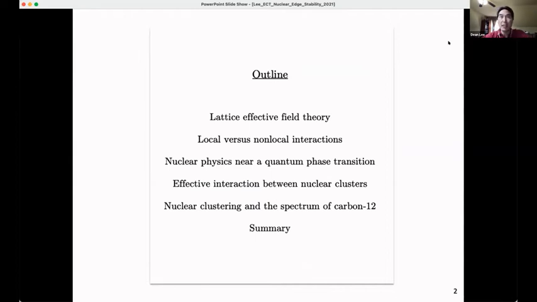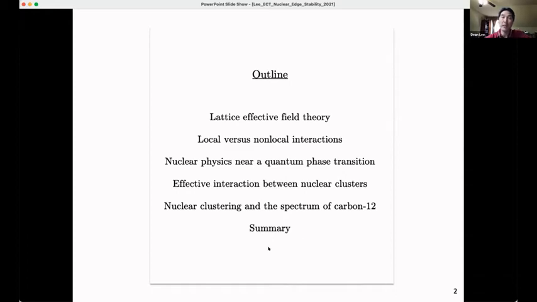So I'll talk about lattice effective field theory, how we do the calculations. Then I'll speak a little bit about what I mean by local versus non-local interactions. This will actually end up being important for nuclear binding. Then I'll talk to you about how nuclear physics is close to a quantum phase transition. Then I'll talk about the effective interaction between nuclear clusters and nuclear clustering in the spectrum of carbon-12.